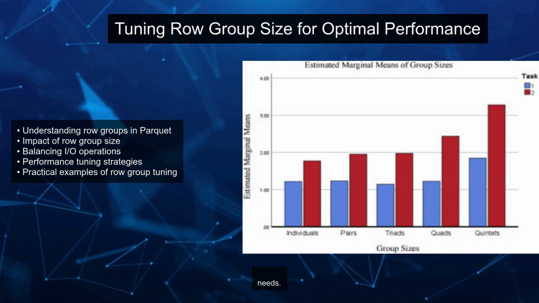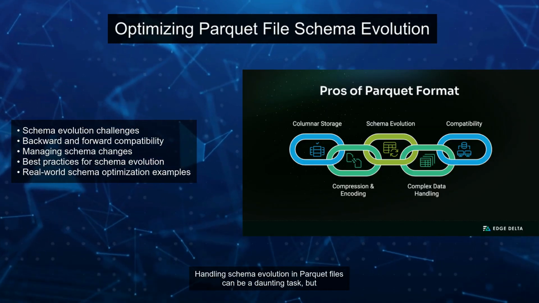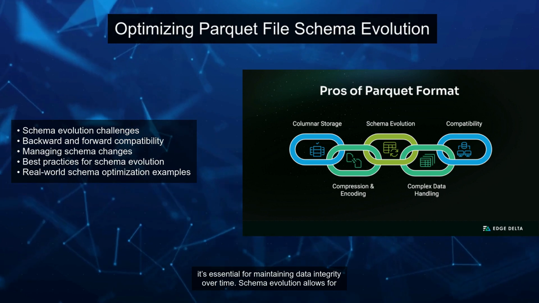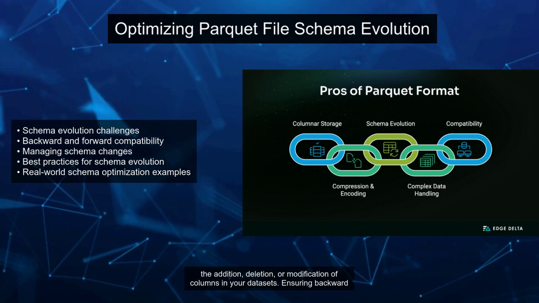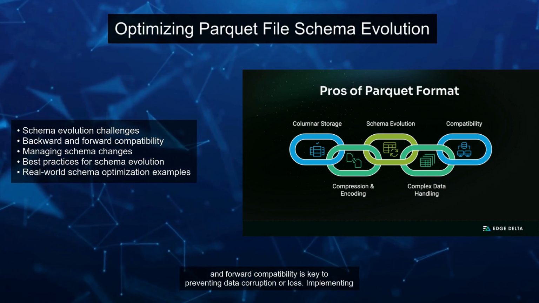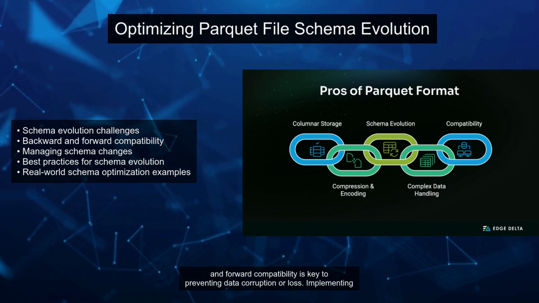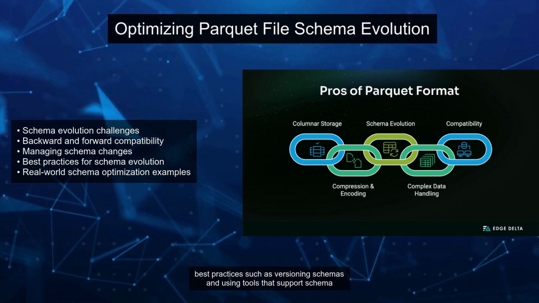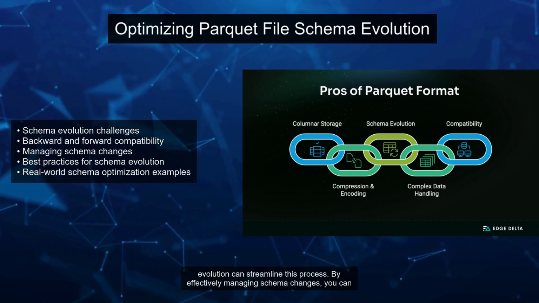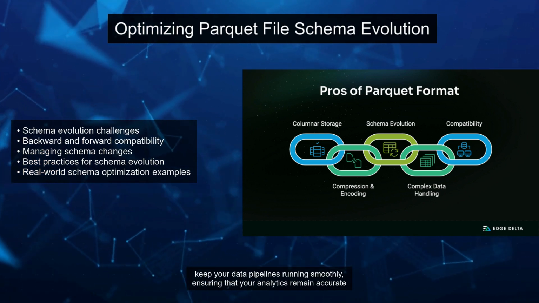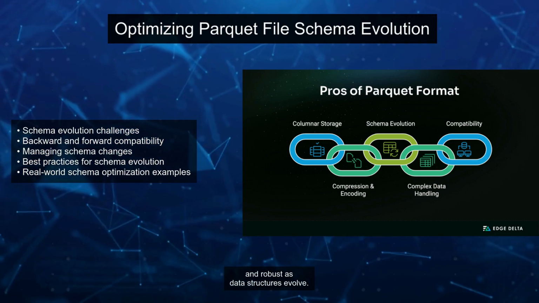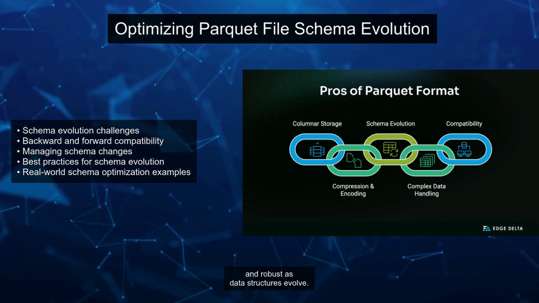Handling schema evolution in Parquet files can be a daunting task, but it's essential for maintaining data integrity over time. Schema evolution allows for the addition, deletion, or modification of columns in your datasets. Ensuring backward and forward compatibility is key to preventing data corruption or loss. Implementing best practices such as versioning schemas and using tools that support schema evolution can streamline this process. By effectively managing schema changes, you can keep your data pipelines running smoothly, ensuring that your analytics remain accurate and robust as data structures evolve.